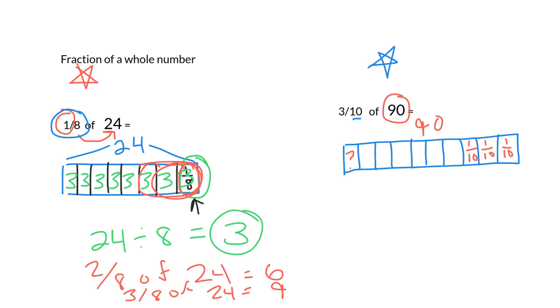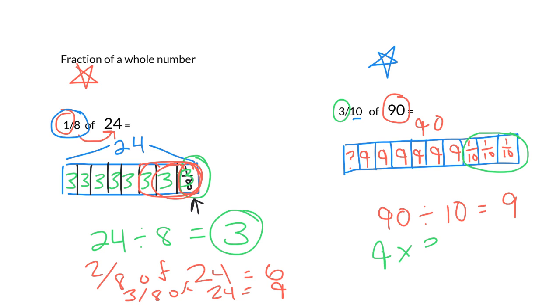Okay, which AKA means divide. So we're going to do 90 divided by our denominator, which is 10. 90 divided by 10 equals 9. So I know each one of these boxes represents 9, and I could fill those in. But if I know that one of them equals 9, how many does 3 of those equal? Because our numerator is 3. We have 3 out of 10. So if I know each one of these is 9, I can do 9 times 3 equals 27.